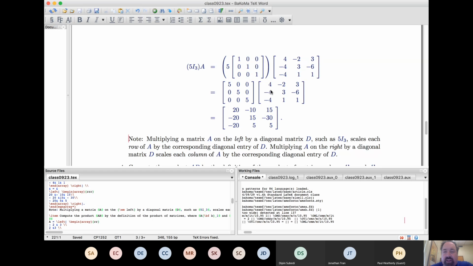If you ever have to multiply 2 matrices and one of them is a diagonal matrix like this, then it's just a matter of scaling rows or columns. So scaling rows if a diagonal matrix is on the left, scaling columns if the diagonal matrix is on the right. So save yourself some time.